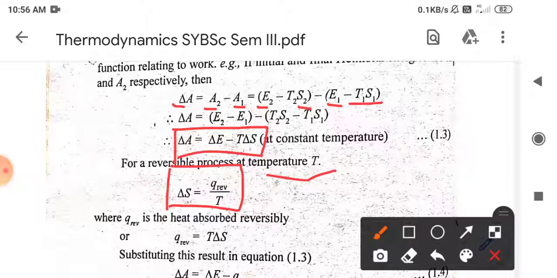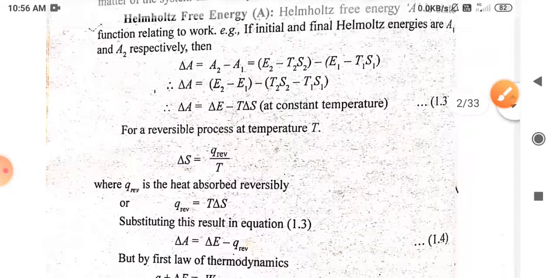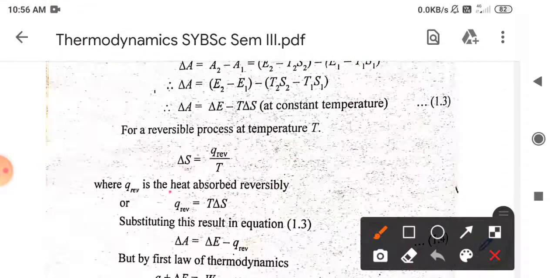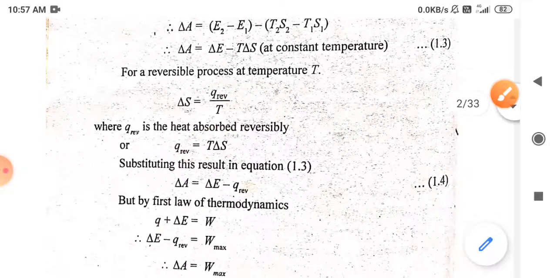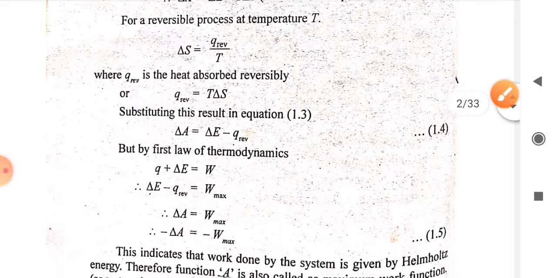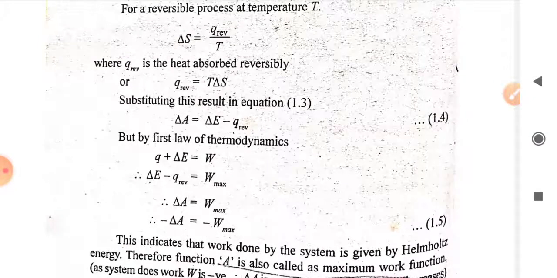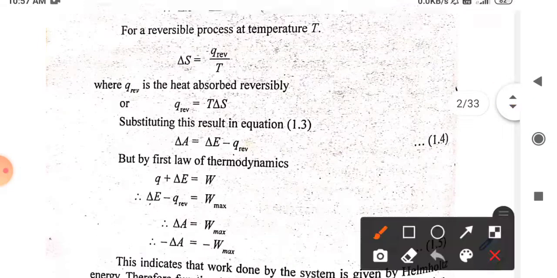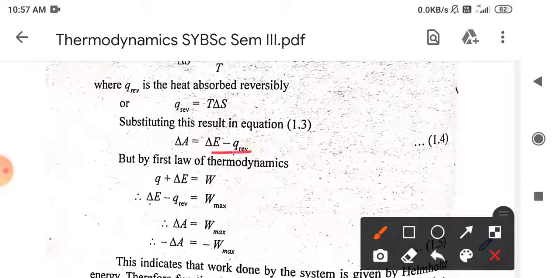So we know that delta S is equal to what? Q reversible upon T, or T delta S will be what? Q reversible. So this is the expression for Q reversible. We have simply substituted that equation into our equation, that is Q reversible for the T delta S.